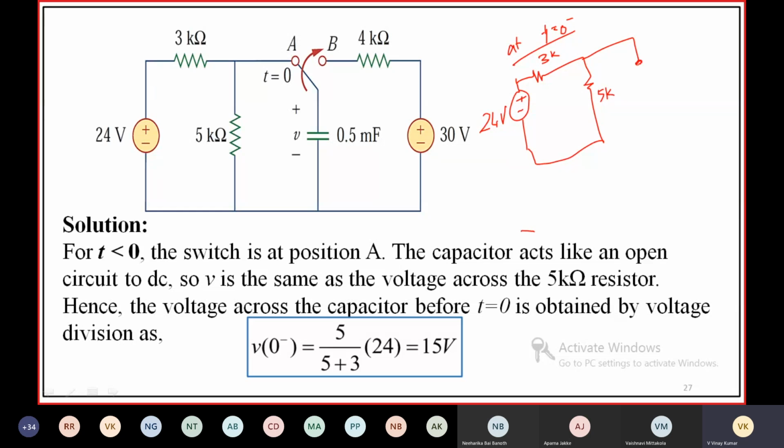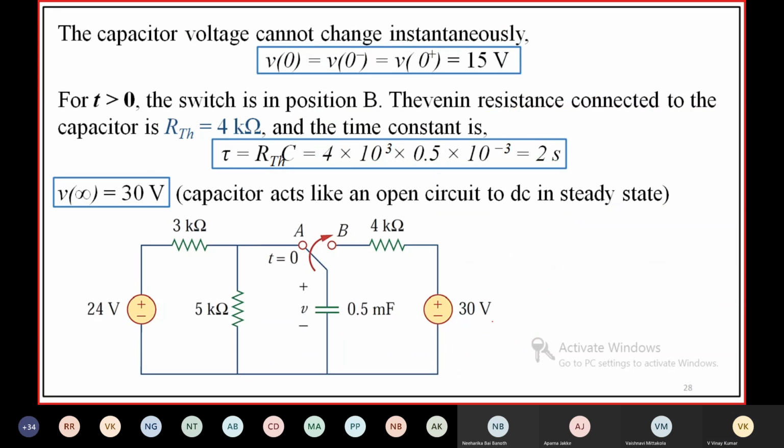At T is equal to 0 minus, steady state occurs, and under steady state DC voltage the capacitor acts as an open circuit. Then the voltage across the capacitor Vc of 0 minus, you can find using the voltage division rule. Voltage across the 5 kilo ohm resistor is nothing but Vc of 0 minus. Using voltage division, you get Vc of 0 minus is equal to 15 volts. For T less than 0, the switch is in position A and the capacitor acts as an open circuit to DC. So Vc of 0 is equal to Vc of 0 minus, equal to Vc of 0 plus, which is equal to 15 volts.